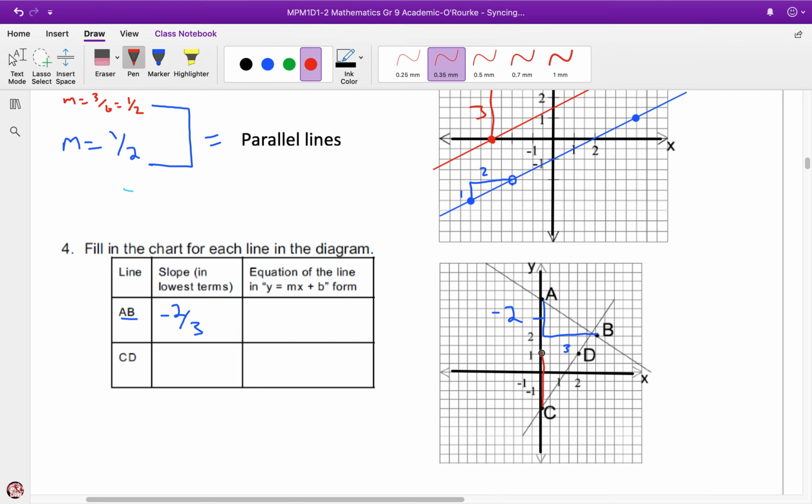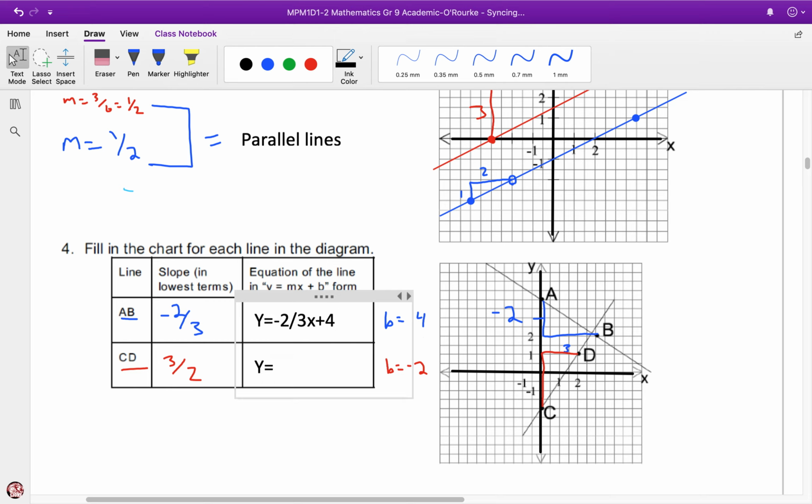Up and over. Up and over. This is 1, 2, 3. 3 over 2. If we write the equation of these, the b value here is negative 2, and the b value here equals 4. Now my equation of a line is going to be y equals negative 2 over 3 x plus 4, and this is going to be y equals 3 over 2 x minus 2.